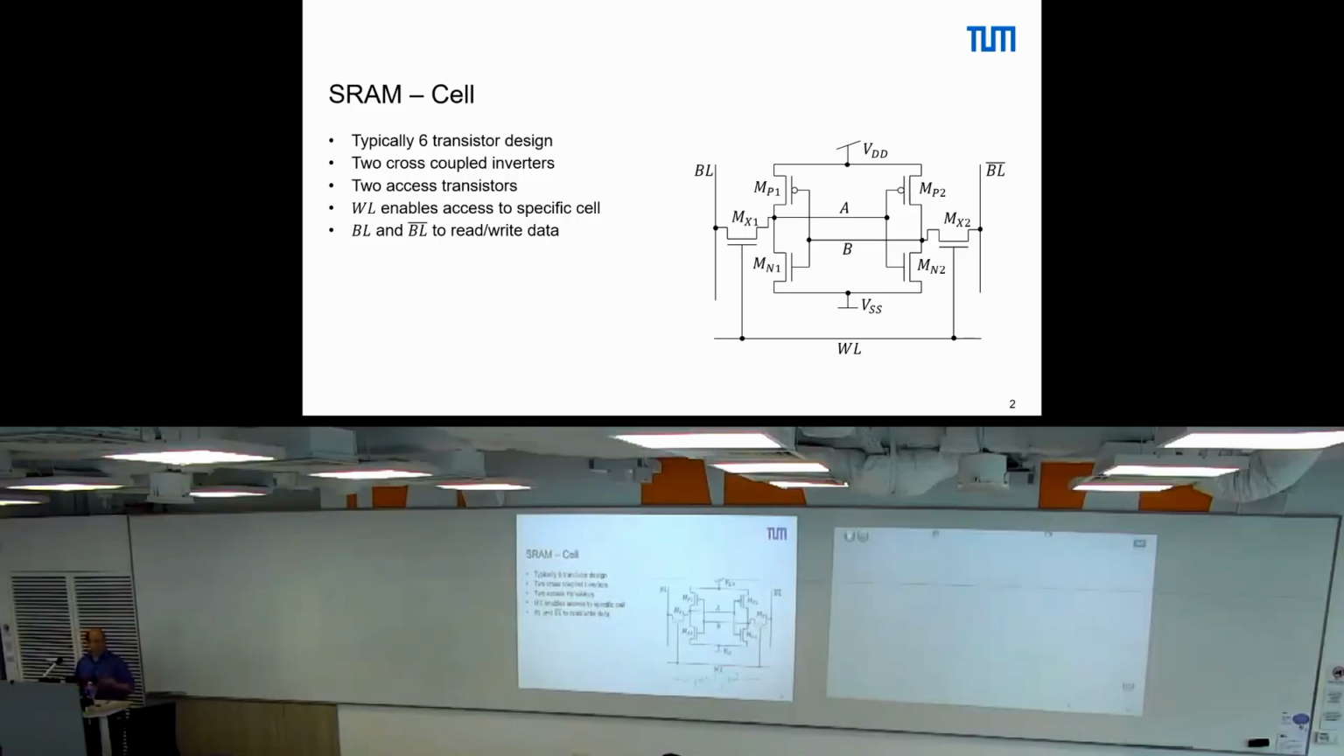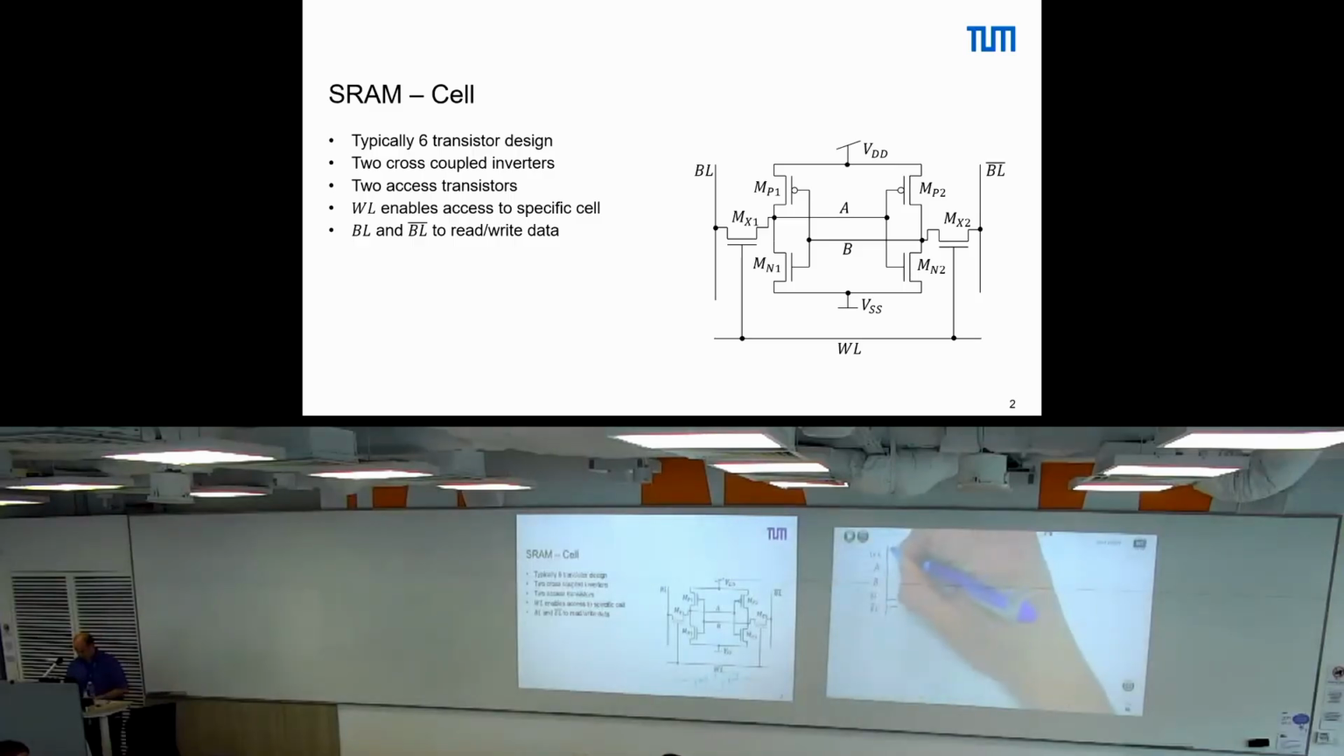So we have the structure on the slide, yeah? And we have the nodes A and B, and we have the bitline, bitline inverse, right? We said if we want to write, let's say we want to write a 0, we set the bitline to 0, bitline inverse to 1. We set, maybe I should add here, the word line to 1.